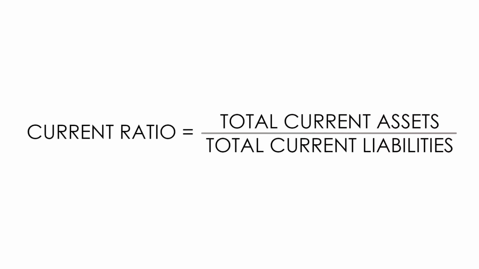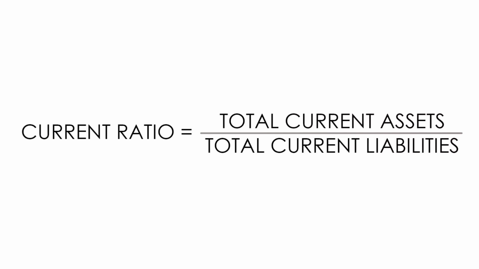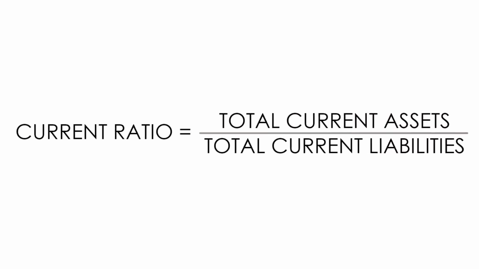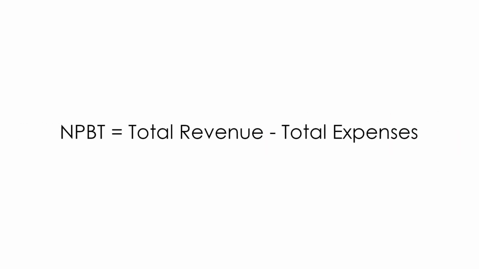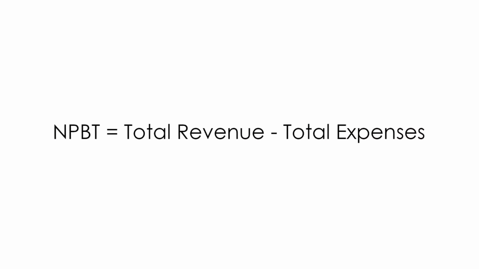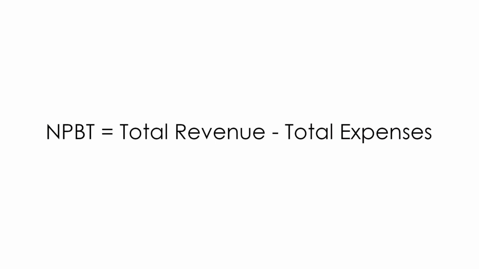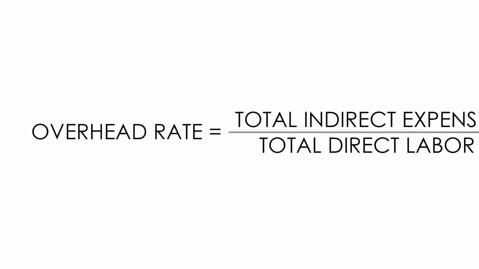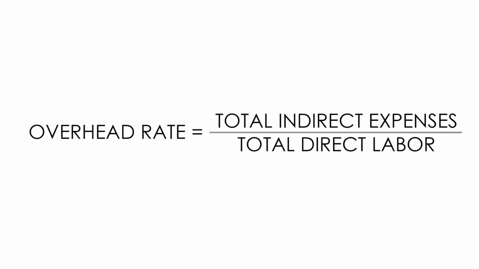Next up is the current ratio. This is your firm's ability to meet its short-term obligations. A number above 1.5 suggests a strong financial position, while a ratio around 1 indicates a firm just scraping by. The net profit before taxes percentage gives us a clear picture of your firm's profitability relative to its overall revenue. It's a key indicator of efficiency and financial health. The overhead ratio is a measure of how well your firm manages costs. Keeping this ratio between 1.3 and 1.5 is a good rule of thumb.